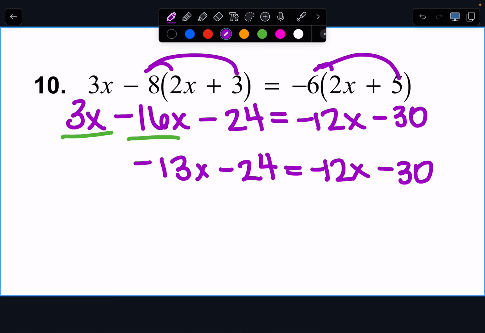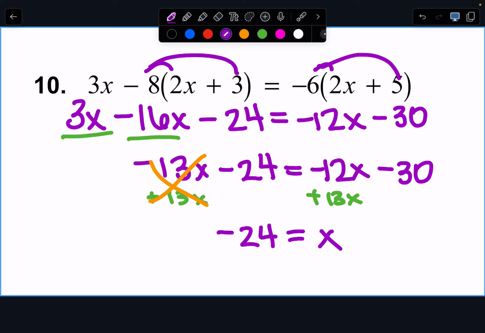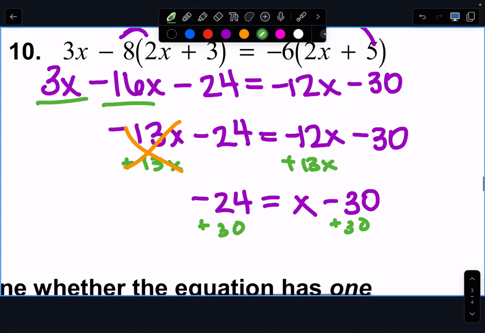Okay, now I have terms combined. We can decide who goes where. Again, I really like a positive coefficient for my x, so I'm going to add 13x to both sides so that these cancel out, and I have negative 24 equals x minus 30. Bennett, what happens when we add 30 to the other side? What do we get? We get a positive 6.